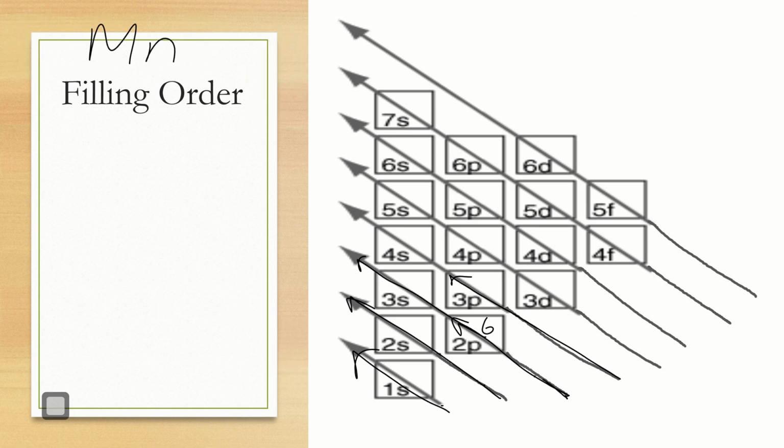With manganese. Looking at your periodic table, manganese will have 25 electrons. The atomic number is 25, and protons is 25, so electrons is 25. So let's start speeding this up.